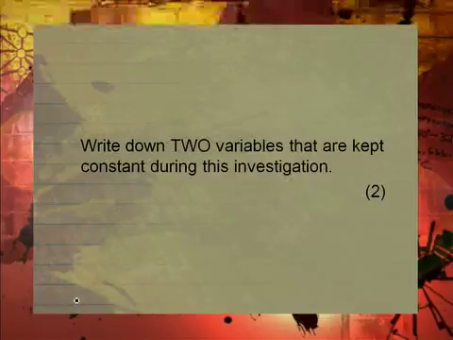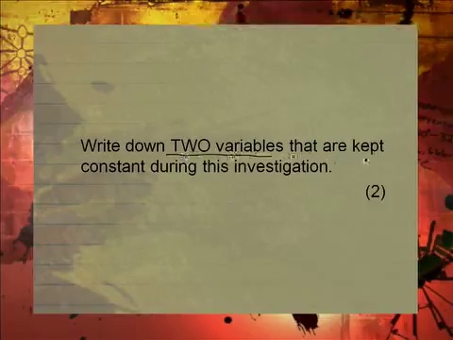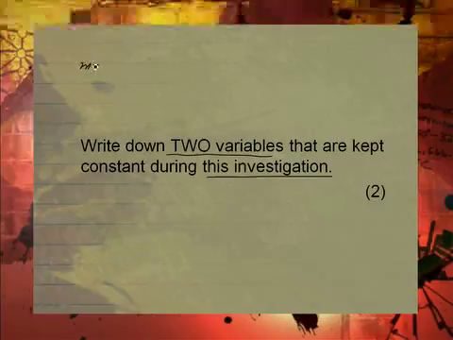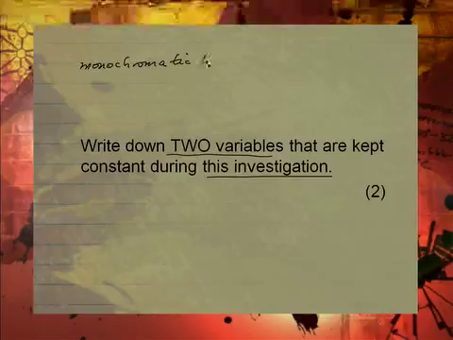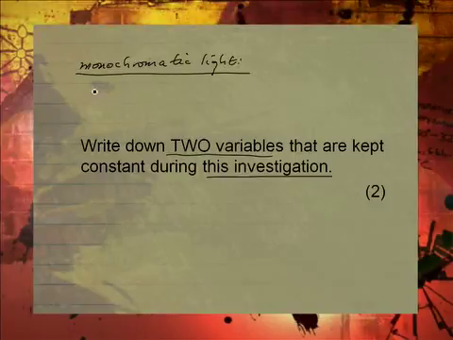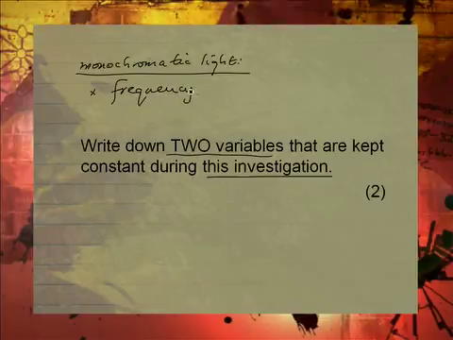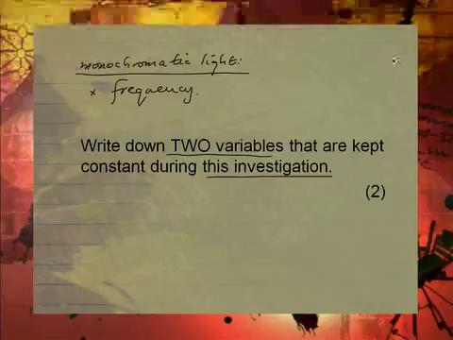Right, now, next, write down two variables that are kept constant during this investigation. Definitely, you are making sure that you are using a monochromatic light. Why are you using monochromatic light? You're using monochromatic light because you want to keep this variable here constant. Monochromatic light is light of single frequency, so this variable, frequency, is kept constant, or we say it is controlled in science.